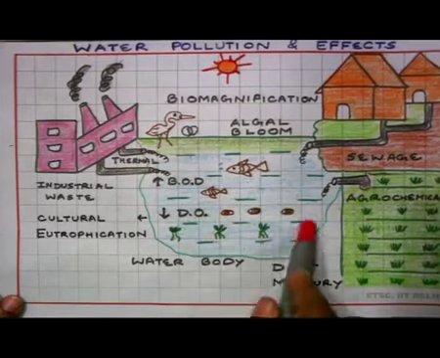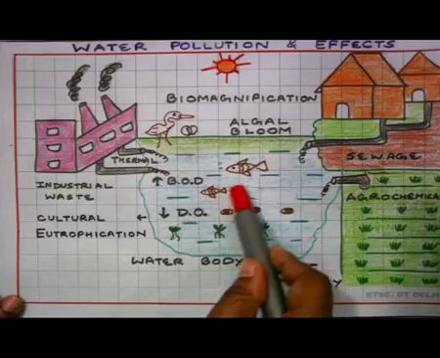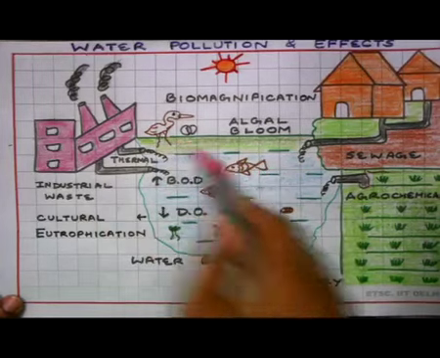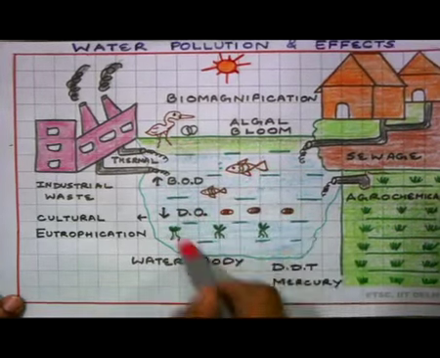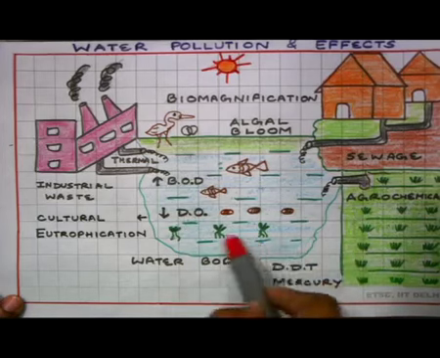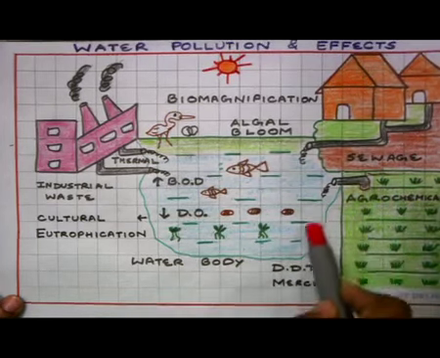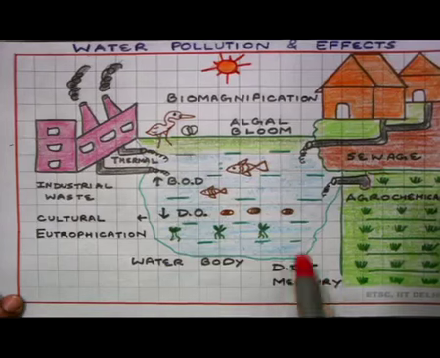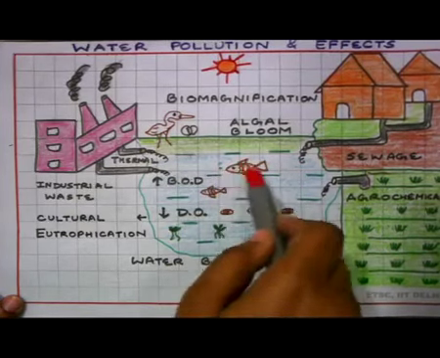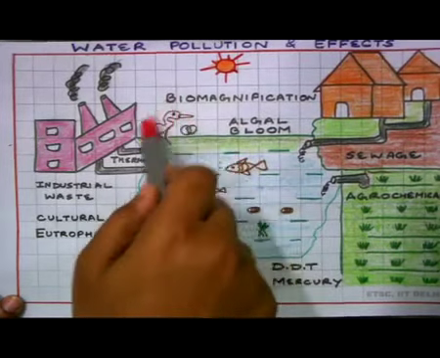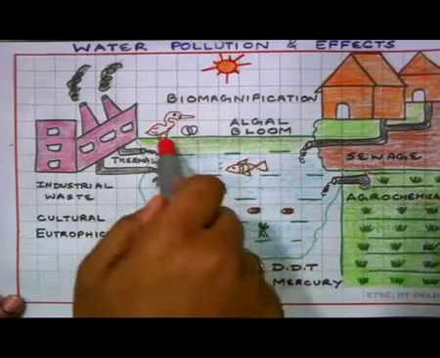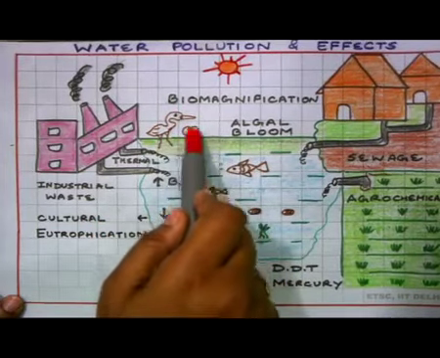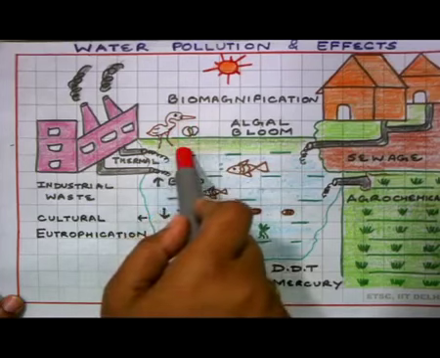The phytoplankton, zooplankton, small fishes, large fishes and birds. This is like a food chain which I have represented in this diagram. And for instance, if we think about DDT and mercury, it will keep on accumulating and increasing at each trophic level, and there will be a decline in the bird population because of the premature breaking of their eggs.